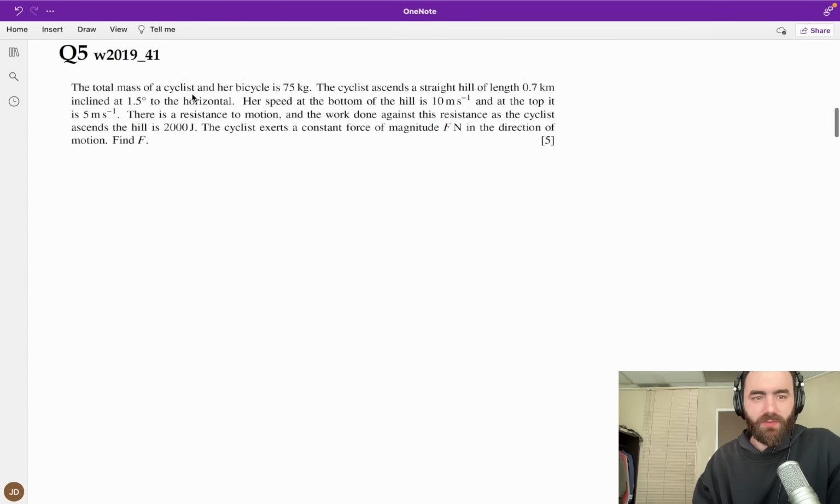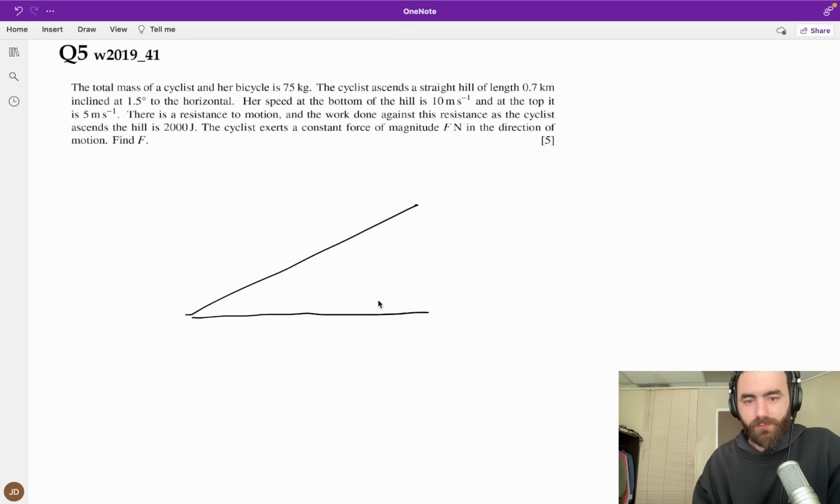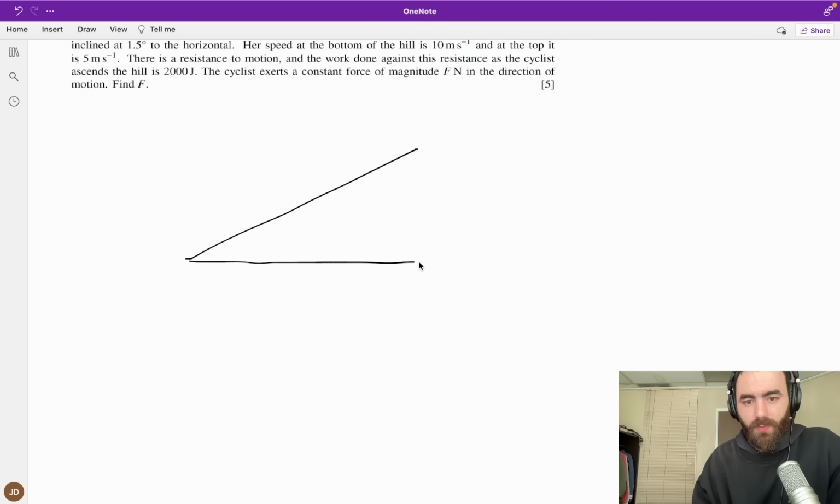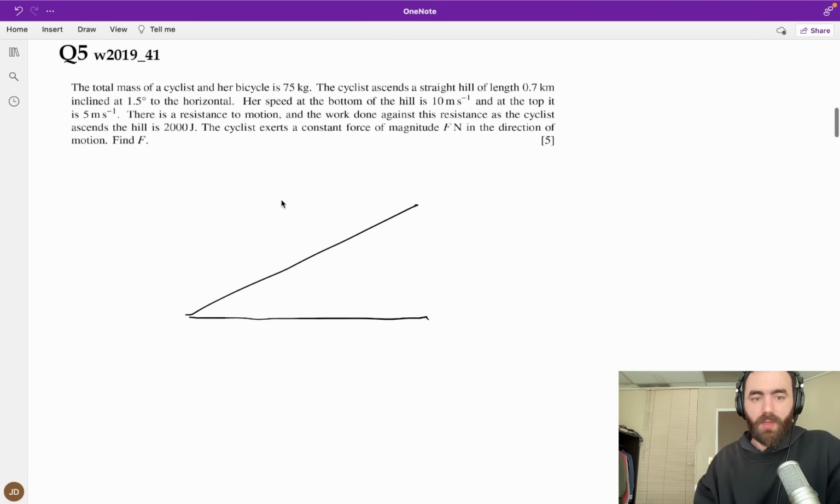The total mass of a cyclist and her bicycle is 75 kilograms. The cyclist ascends a straight hill. So we've got a scenario. And basically, with all of the scenarios where the object is moving in sort of straight lines, you use the work energy equation. Like in this question, you'll see why it's so useful. Okay, so a bicycle, so she's chilling here. Just say it's a box.